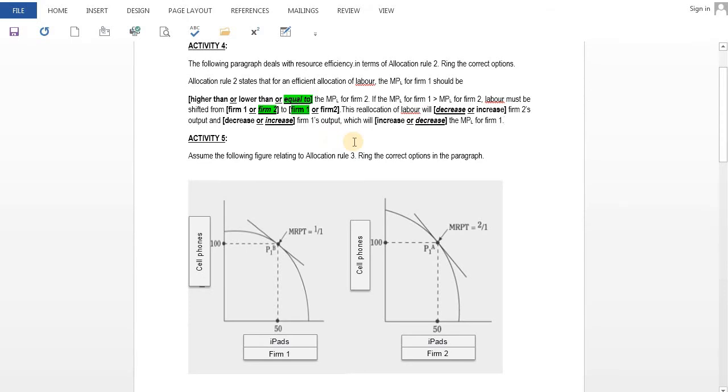Now, this reallocation of labor will decrease or increase firm 2's output. Let us assume, because we said that labor has shifted from firm 2, that we take experts, or rather employees who know how to do their work and efficiently produce a huge amount of output in firm 2, and we put them in firm 1. What does it mean for firm 2? Obviously, firm 2 will experience a decrease in output.